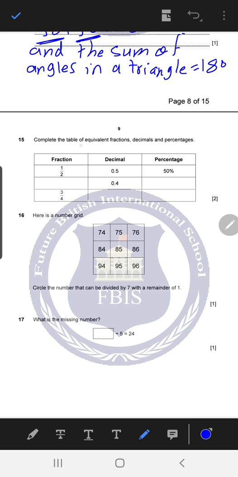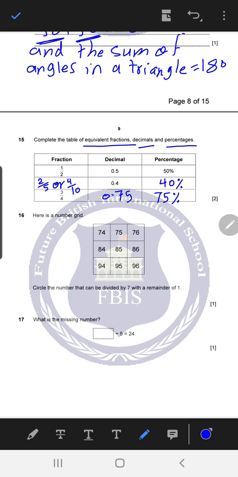Complete the table of equivalent fractions, decimals, and percentages. Half is 0.5 and it's 50%. 0.4 is 4 over 10 or 2 over 5, and as a percentage, it's 40%. 3 over 4 is 0.75 or 75%.